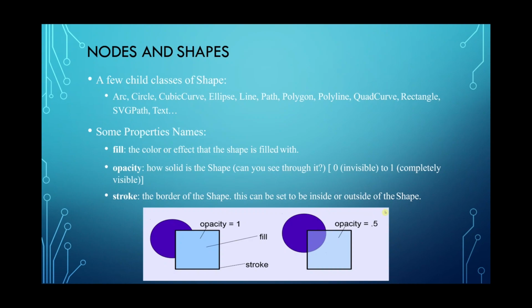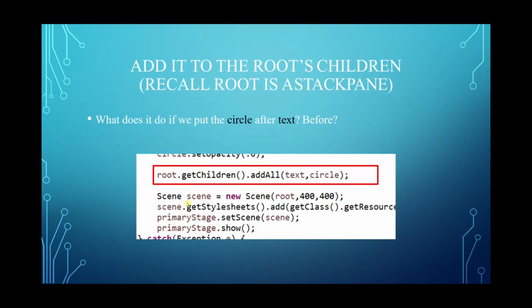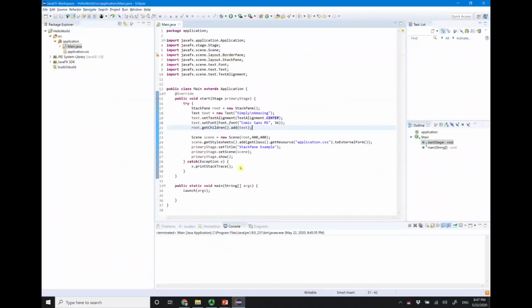Here is an explanation of opacity, fill, stroke. So go add a circle to your object. And when you add the circle, set the fill, the color, to blue, Color.BLUE, and set opacity to 0.6. And when you add more than one child, you need to use addAll, not just add. So I'm going to just try this.